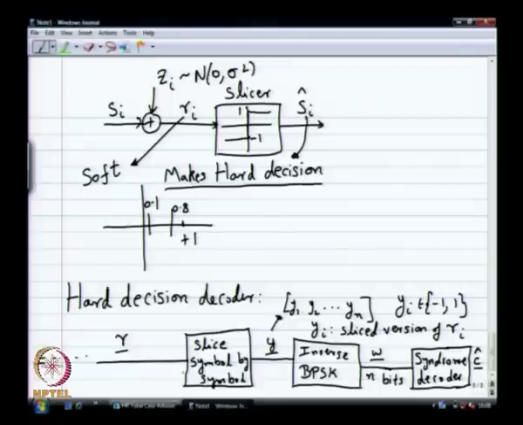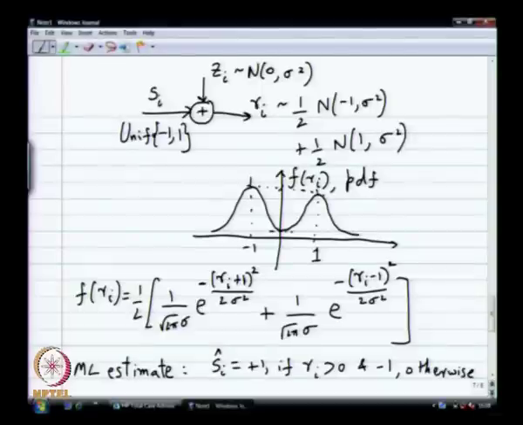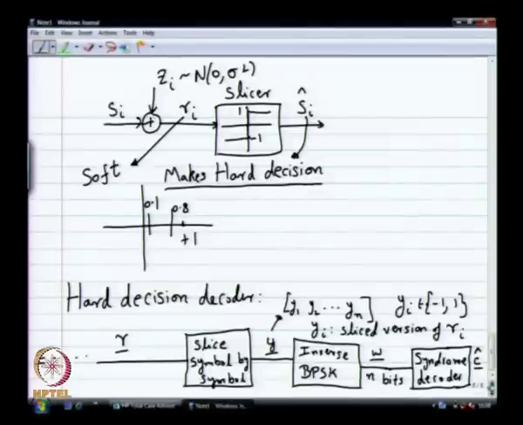Greater than 1. Yeah, that is the probability that the noise is strong enough so that your slicer makes an error. So, what will be that probability? Q of 1 by sigma. Okay, so you remember, hopefully you remember enough of digital communications to know this. So, the probability that the slicer makes an error is Q of 1 by sigma.